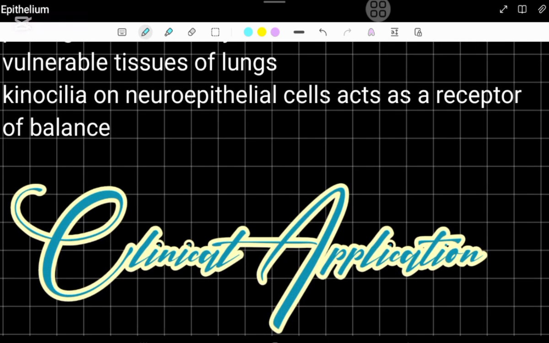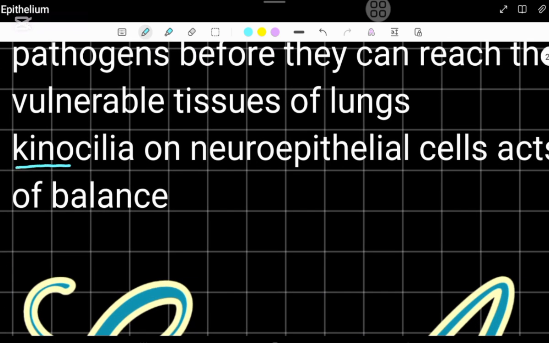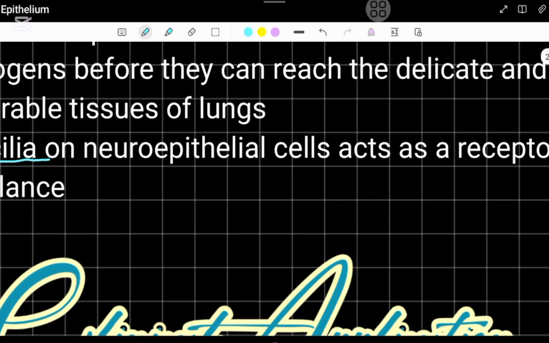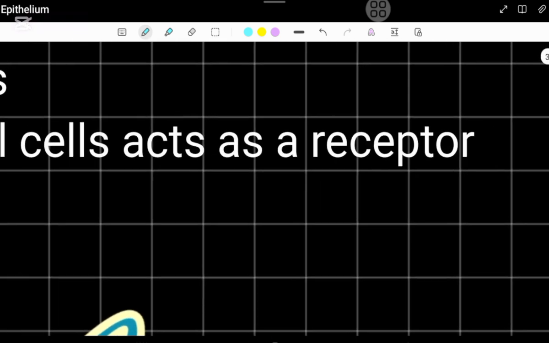Kinocilia on neuroepithelial cells act as receptors. Now, this is the most important point: why are kinocilia present in the neuroepithelial cells? I haven't discussed this before. This is because this one is not involved in the movement of mucus or in the movement of the ovum or something. They act as a receptor.